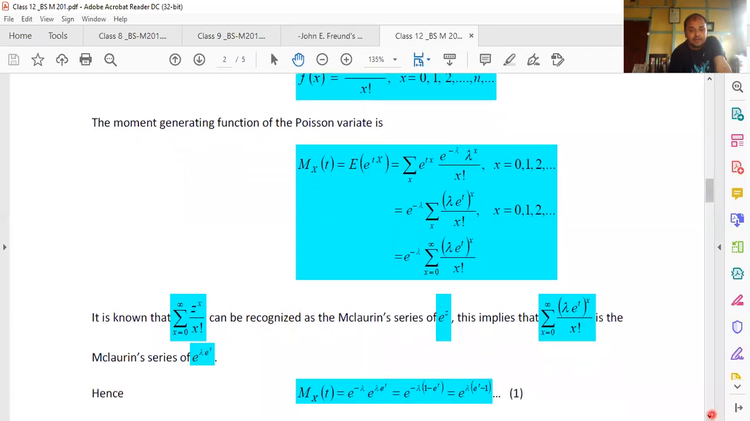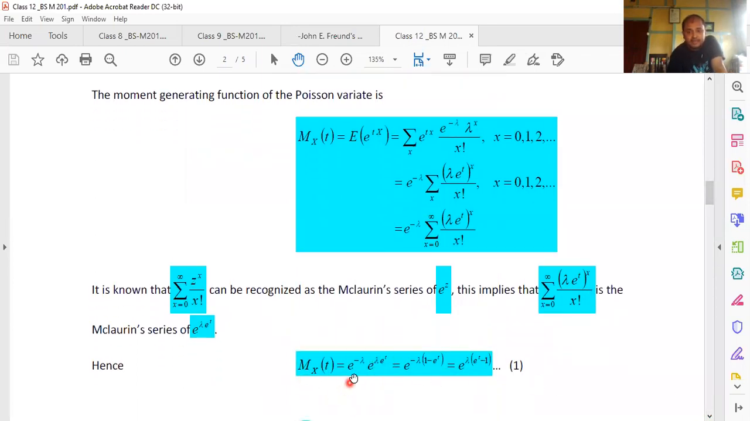So M_X(t) can be written as e to the power minus lambda, and you see this thing is e to the power lambda into e to the power t. This is the series. This is the exponent. If you put the values of x over here, the first value we get is 1. The second value we get is lambda e to the power t to the power 1 by 1 factorial, plus lambda e to the power t whole square by 2 factorial, and so on.